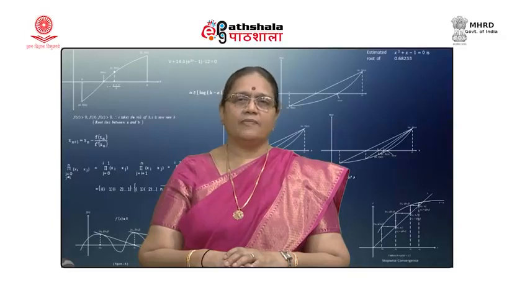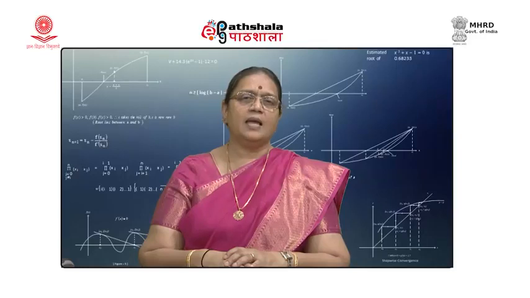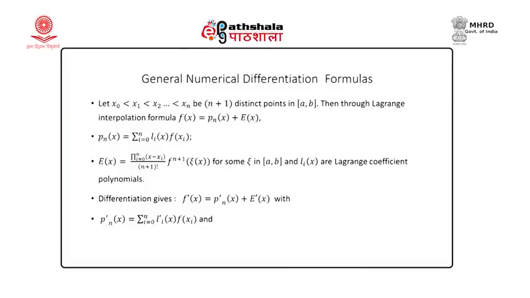So, f x is given by p n x plus E x, where p n x is sigma L i x into f x i, plus the error term. Now, let us look at the error term. The error term is given by the product of x minus x i, i equal to 0 to n, that is x minus x 0 into x minus x 1 up to x minus x n, upon n plus 1 factorial, and the n plus 1 derivative of f at the point xi x. Now, this xi point is in the interval a b, but this xi depends upon the point x, and this xi x is not known to us.